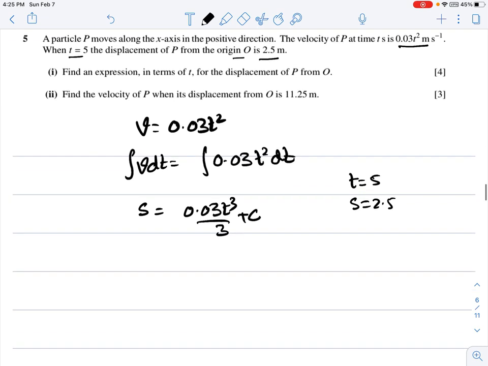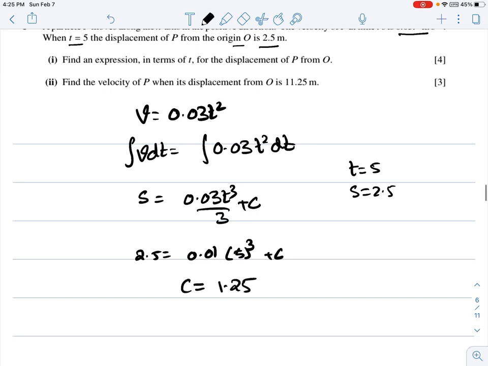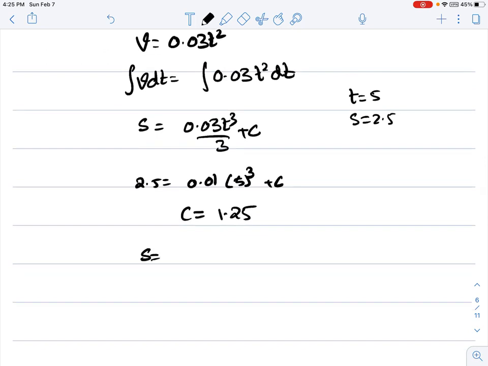But it has been given that when t is equal to 5, s is equal to 2.5. So what am I going to do? I'm going to substitute: 2.5 is equal to 0.01 times 5 cubed plus c. From there, I get the value of c as 1.25. So what is the formula for the displacement? s is equal to 0.01 t cubed plus 1.25. That's the answer for the displacement expression.